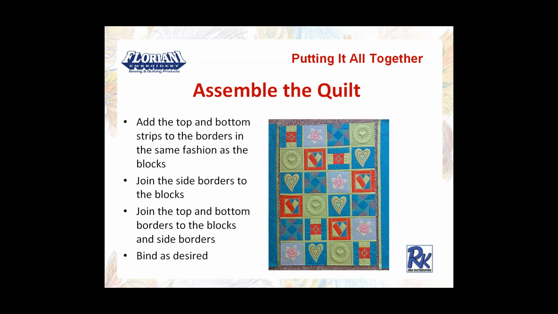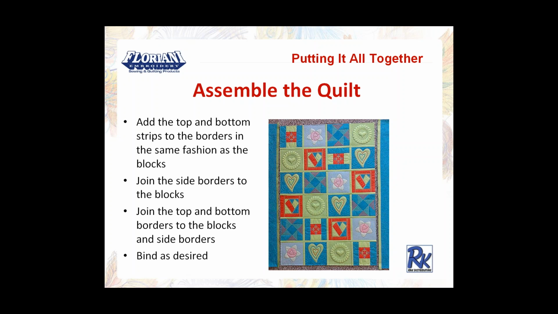Next, we're going to do exactly the same thing with our border strips. We're going to add strips to those, just like we did to a block, and then we're going to join them to the quilt, just like we joined the rows of the blocks together. You're going to do the sides first, then the top and bottom borders to the blocks and the sides. The last thing you need to do is just bind it however you want, and that's completely up to you. We're not going to show you how to do that because there's a lot of different ways to do it. But that's all you need to do.